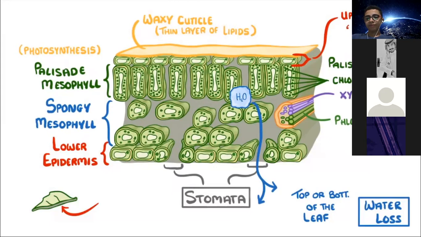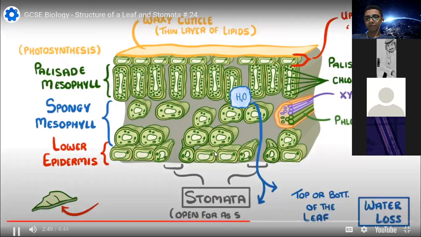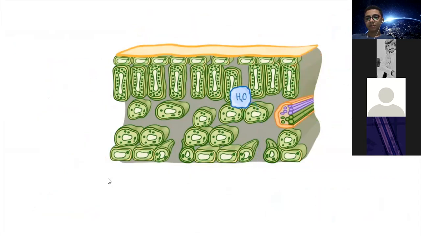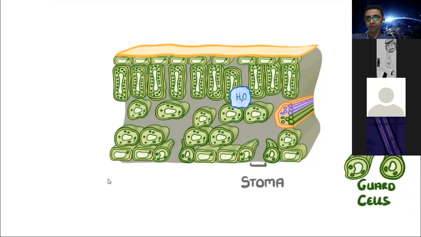As a compromise, the leaves keep their stomata open for as short a time as possible, so that they can maximize carbon dioxide absorption but minimize water loss. In order to achieve this delicate balance, each stoma, which is what we call a single stomata, is formed from the gap between two guard cells.